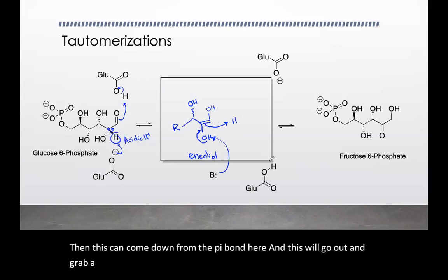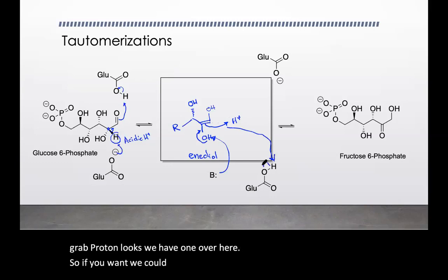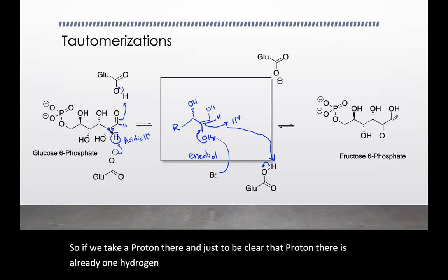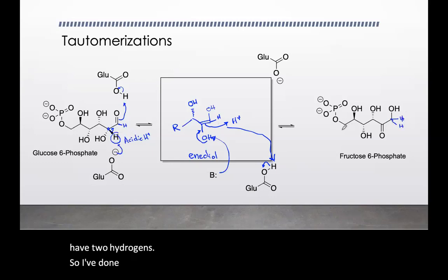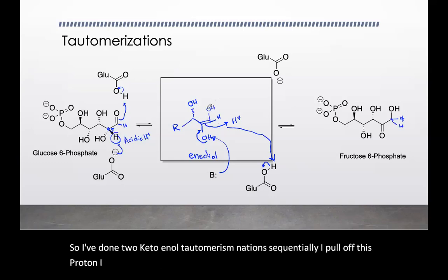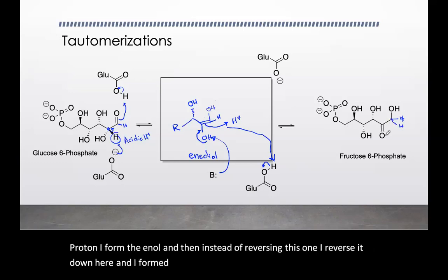Looks like we have one over here. So if you want, we could grab that one. So if we take a proton there, and just to be clear, there is already one hydrogen there. And in the product here now, this is where I have 2 hydrogens. So I've done 2 keto-enol tautomerizations sequentially. I pull off this proton, I form the enol, and then instead of reversing this one, I reverse it down here and I form the ketone back on this site.